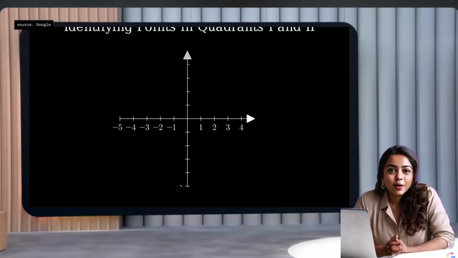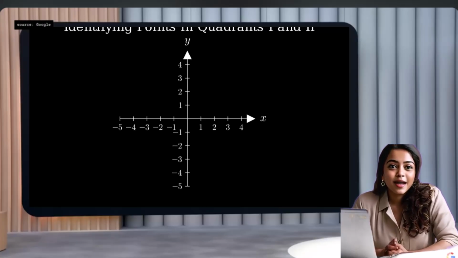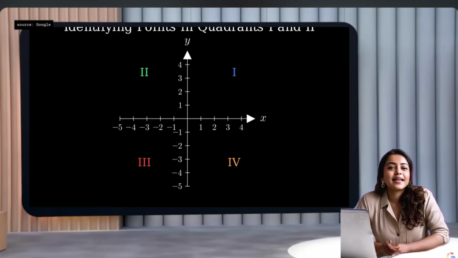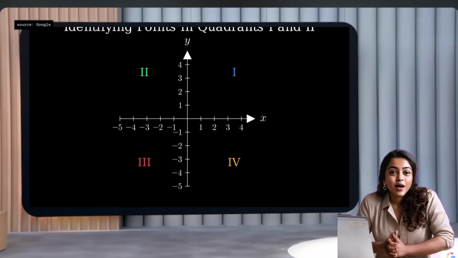Here we have the xy coordinate plane, divided into 4 quadrants by the x and y axes. Each quadrant is labeled using Roman numerals from 1 to 4. For this problem, we need to identify which of the given points lie in quadrants 1 and 2.